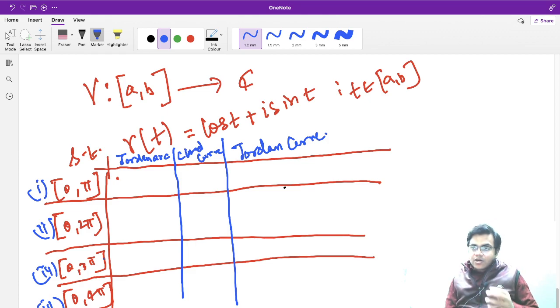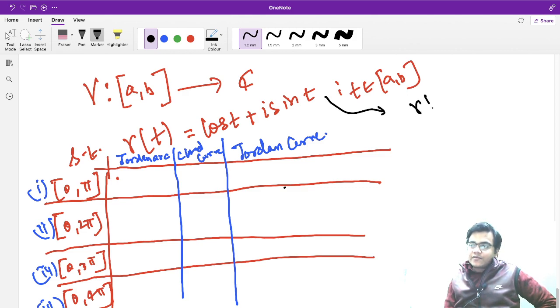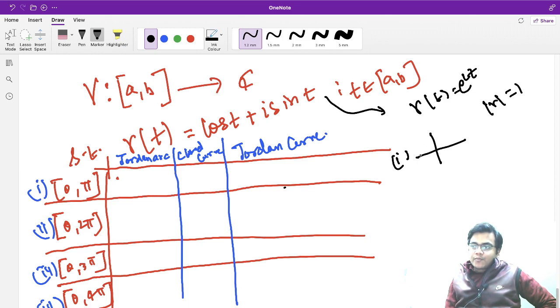Now the curve gamma of t, which is cos t plus iota sin t, will it be a Jordan arc between 0 to pi? First of all, this is nothing but gamma of t equal to e to the power iota t. Its modulus is 1, so it's a unit circle. But if the domain is defined, figure number 1 will certainly be like this: 0 to pi, the upper half circle.